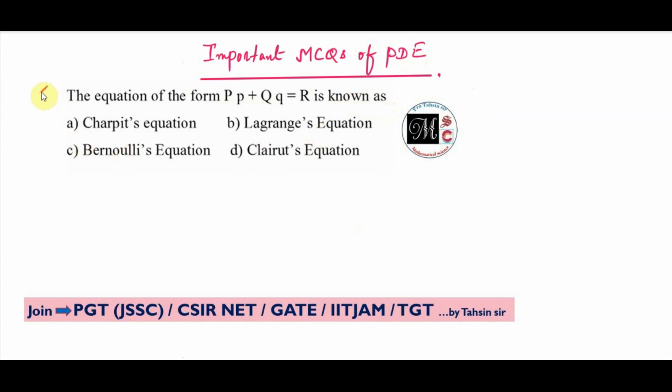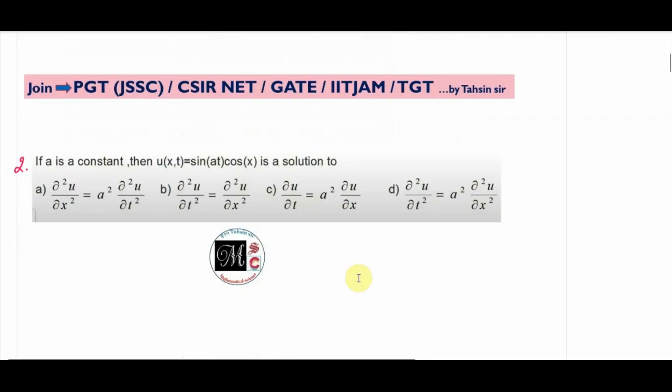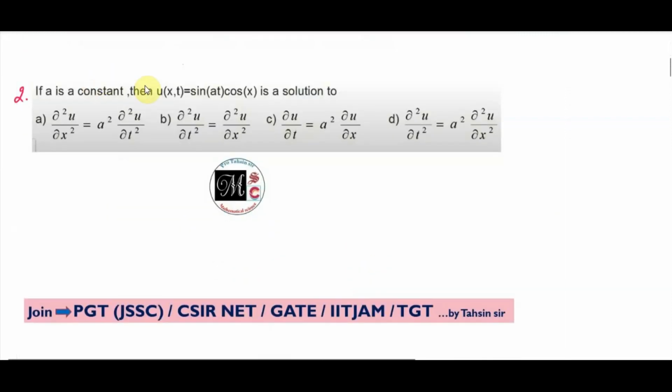The first question is, the equation of the form this is known as. This is the simple form of a linear partial differential equation, and this is a famous form known as Lagrange's equation. So, a very simple problem here. The second question: if a is constant, then this is the solution of which differential equation? If we see carefully, this one is known as the wave equation, and the given equation is one of the solutions of this wave equation, right?